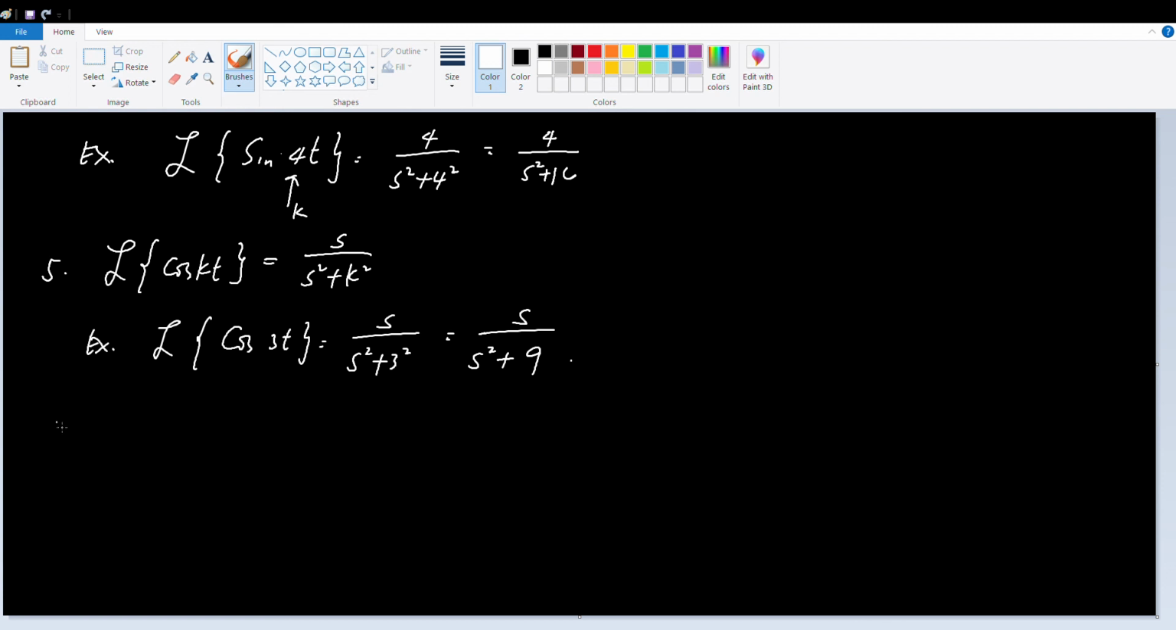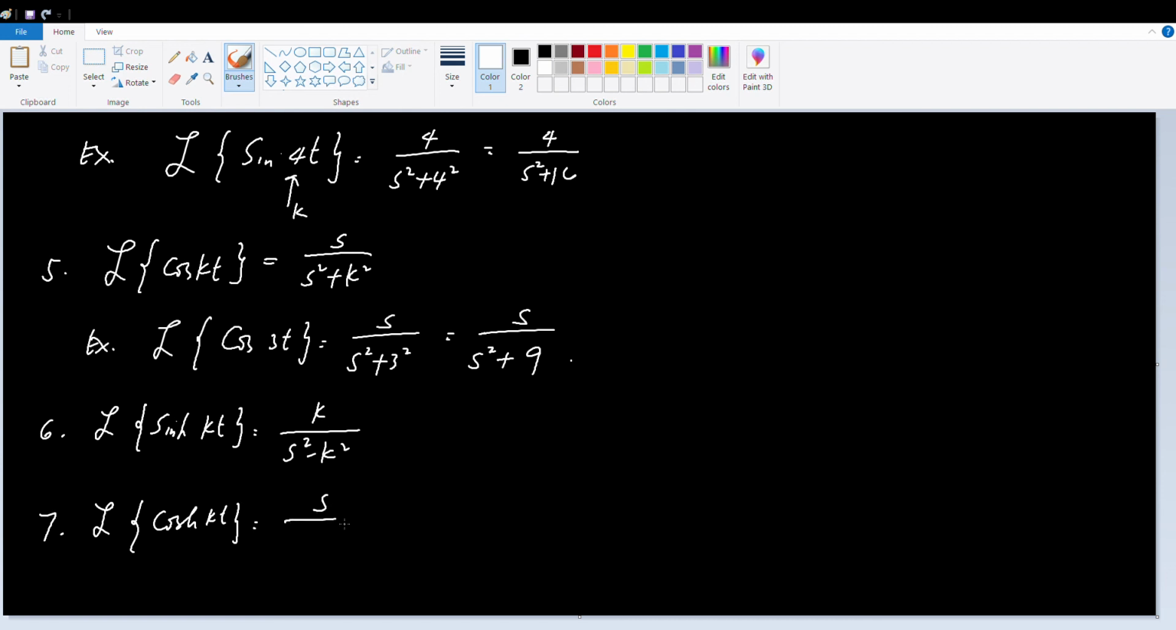You can also derive the Laplace transform of hyperbolic sine of kt, which is equal to k over s squared minus k squared. And the Laplace transform of hyperbolic cosine kt will be equal to s over s squared minus k squared. Alright?